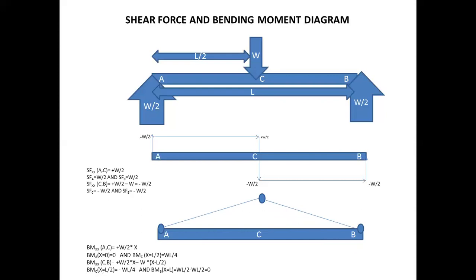So what is the maximum bending moment? Maximum bending moment is WL by 4. So this is all about the shear force and bending moment diagram of a simply supported beam under central point load. So in the next problem, I'll take UDL load and the UVL load.